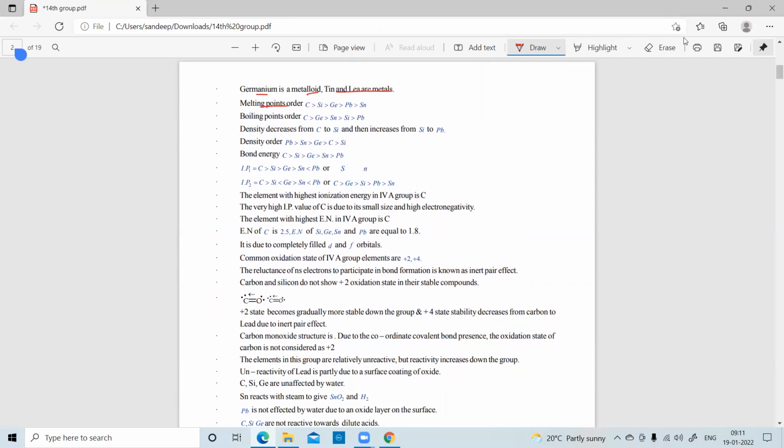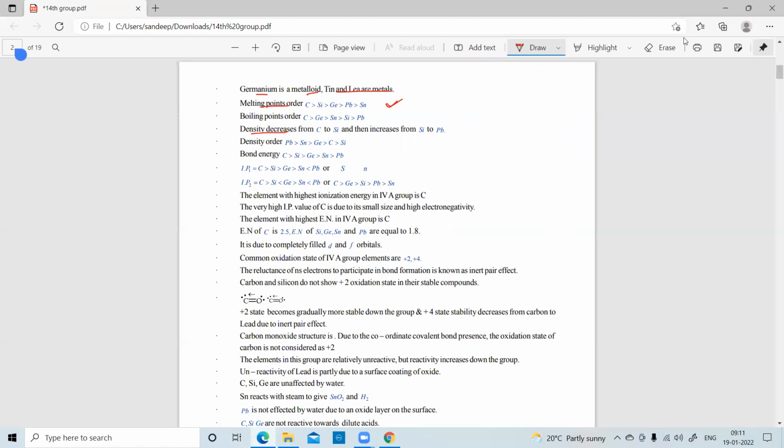Now melting points. The melting point ranges in the order carbon greater than silicon, silicon greater than germanium, germanium greater than lead, lead greater than tin. Boiling point order is carbon greater than germanium, greater than tin, greater than silicon, greater than lead.